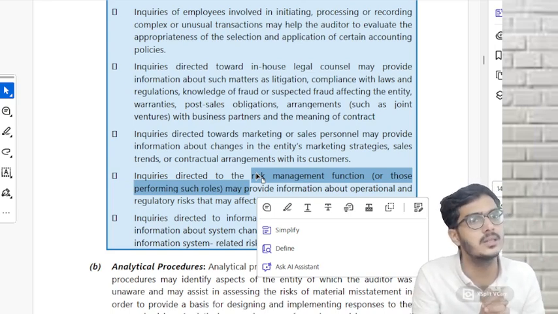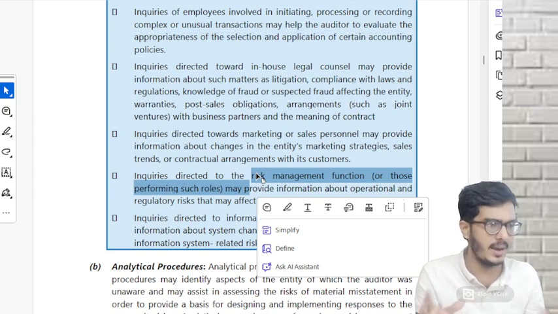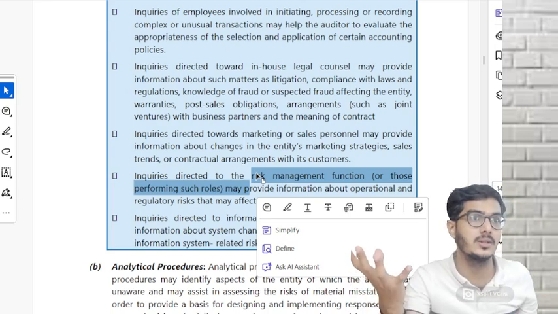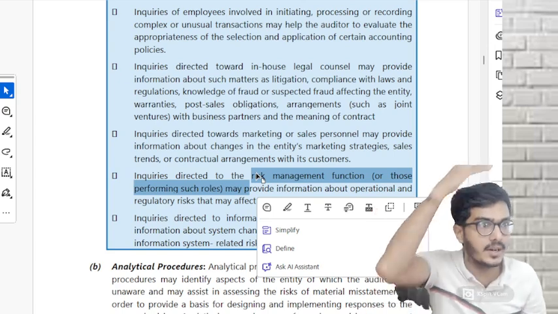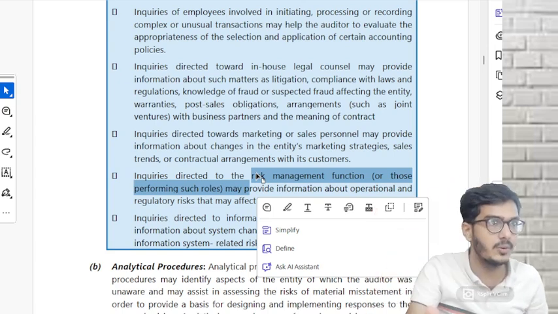How? Just imagine tomorrow I'm running a monopoly company. Tomorrow one new competitor arises and he's performing better than me. Don't you think I'll be under pressure? My company will be under pressure. What will I do? I'll try to commit some kind of fraud in my financial statements.